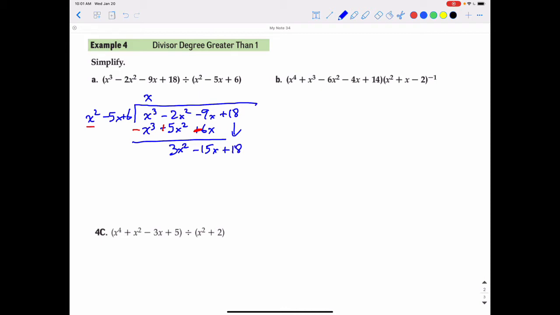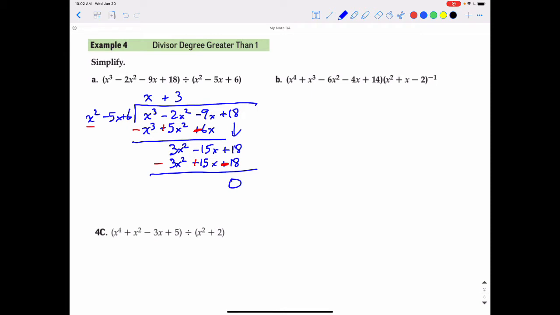And do it again. So x squared goes into 3x squared positive 3 times because 3 times x squared is 3x squared. Also take 3 times negative 5x, so that's negative 15x. And 3 times 6 is 18. Subtract the algebra way by changing the signs and combining them. So 3x squared minus 3x squared cancels. Negative 15x plus 15x cancels. Positive 18 minus 18 cancels, which means, again, we have no remainder.